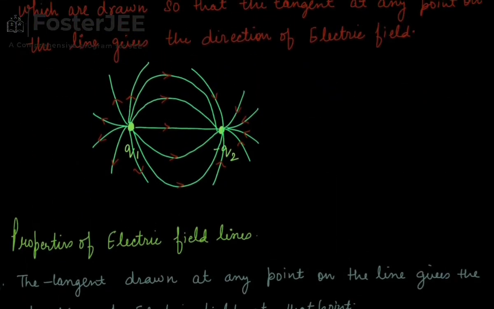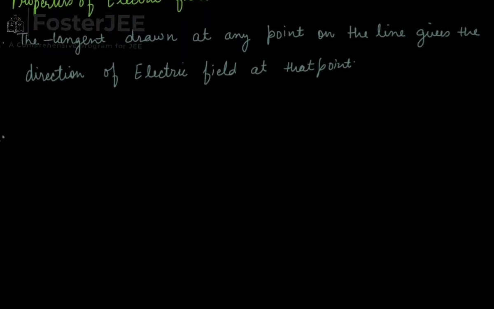Suppose these are our electric field lines. So we are asked to find the direction of electric field at this particular point. So what we will do? Simply draw a tangent, and this tangent will indicate the direction of electric field. If we draw the tangent at this point, the direction would be this. This point, the direction would be this. So this is the meaning of first point.